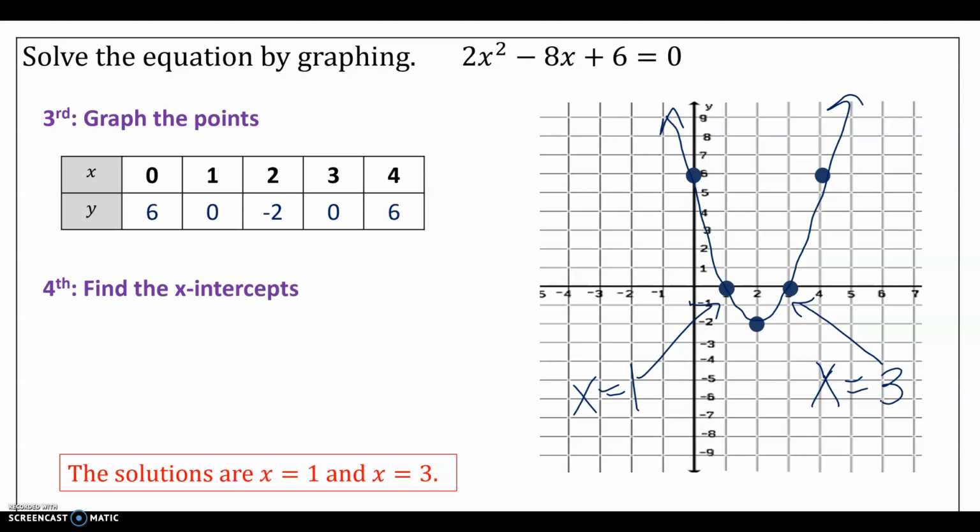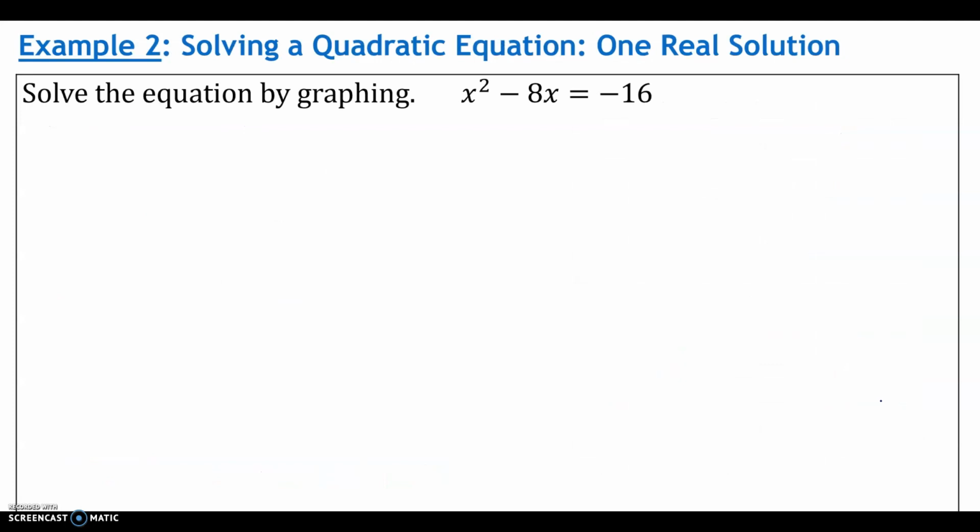All right, so let's do another one. So this one's only going to have 1 real solution.